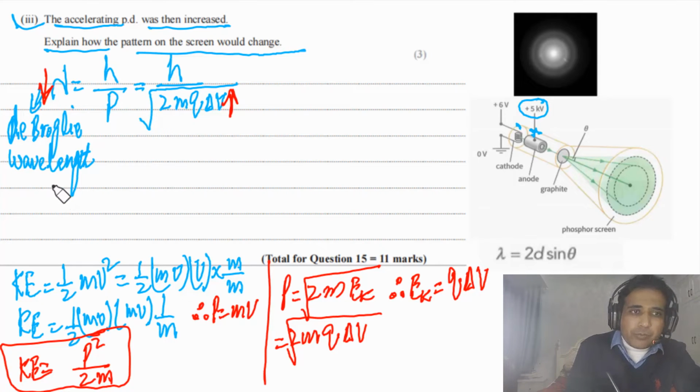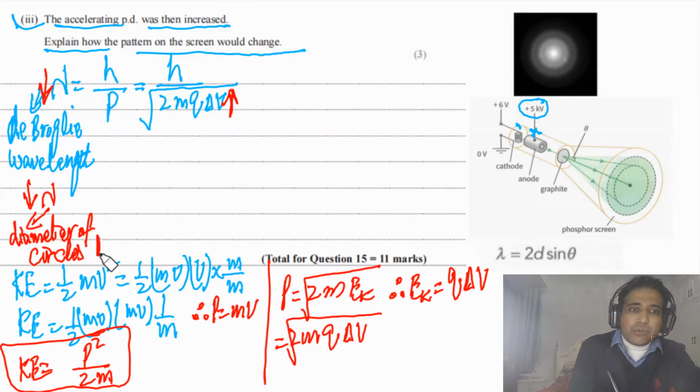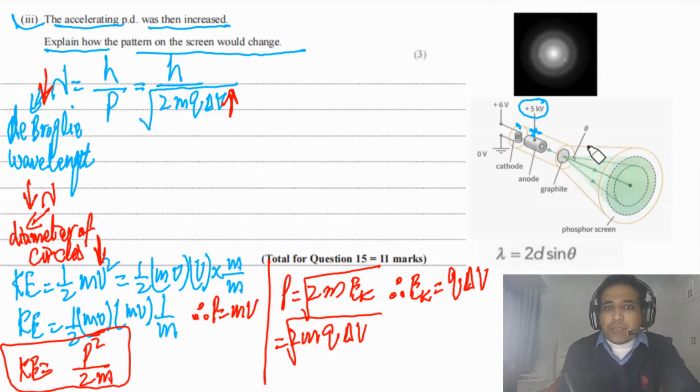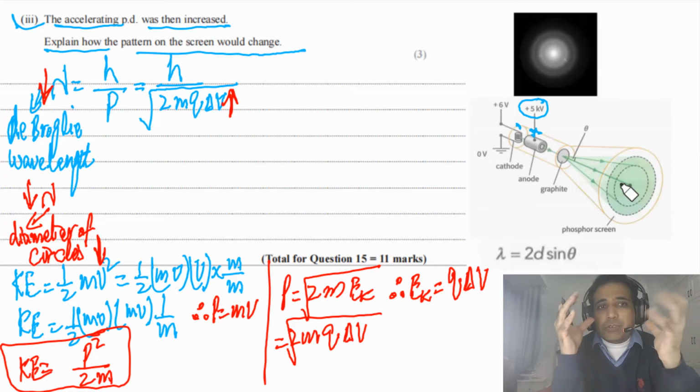So let me write down one point here. If lambda goes down, the diameter of circles also decreases, and if lambda increases, the diameter of circles will increase. In this case lambda is decreasing, so the diameter of these circles will decrease. It means these circles become smaller and they get closer, and the spacing between circles also decreases. So these are the points you need to understand to answer this question.